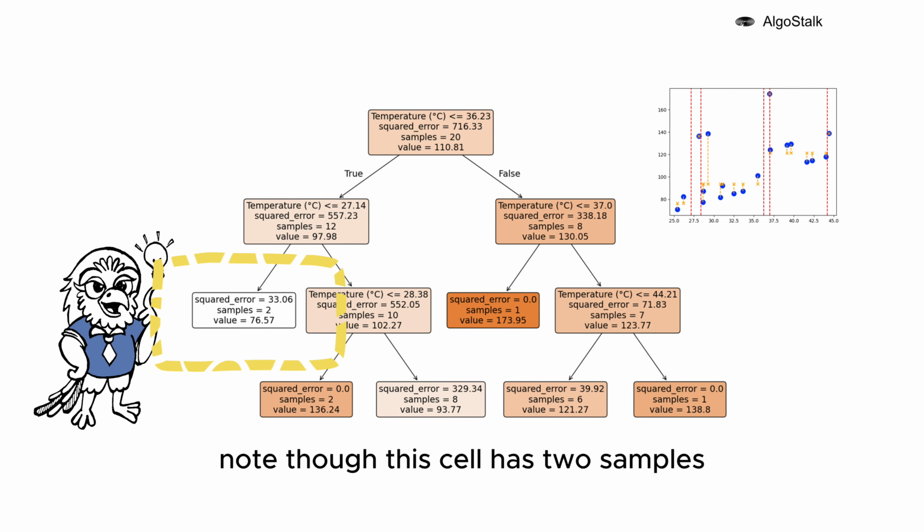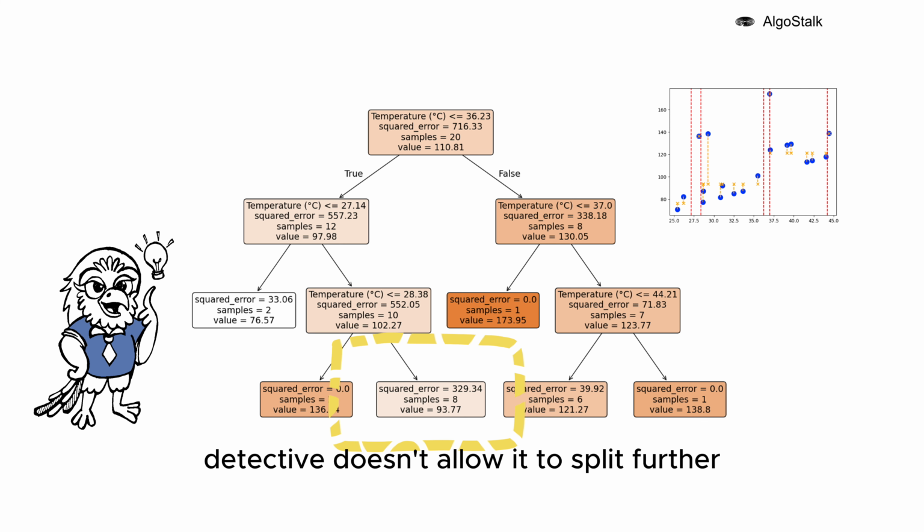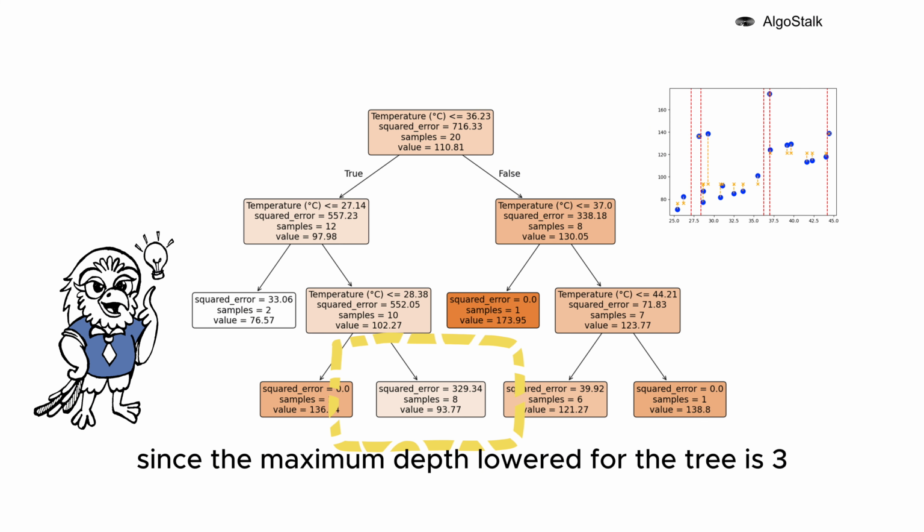Note, though this cell has 2 samples and thus the ability to split further, the detective doesn't allow this since the minimum samples required to split is set as 7. And, though this cell has more than 7 samples, the detective doesn't allow it to split further since the maximum depth allowed for the tree is 3.